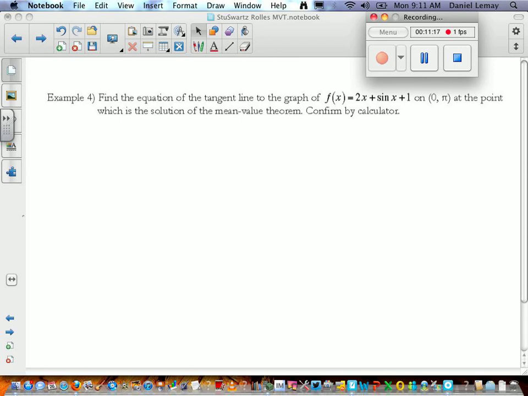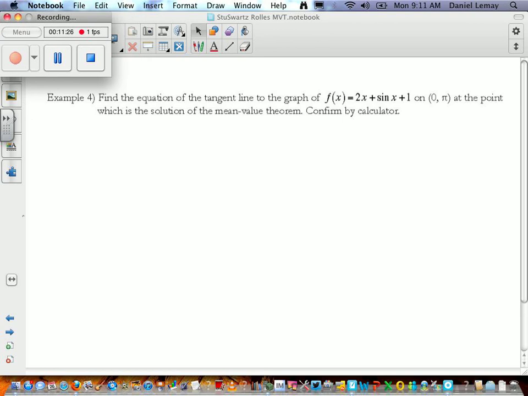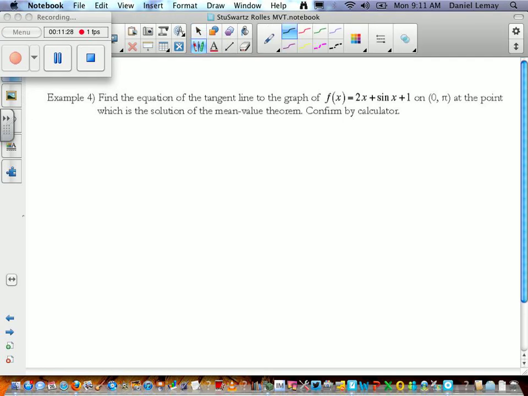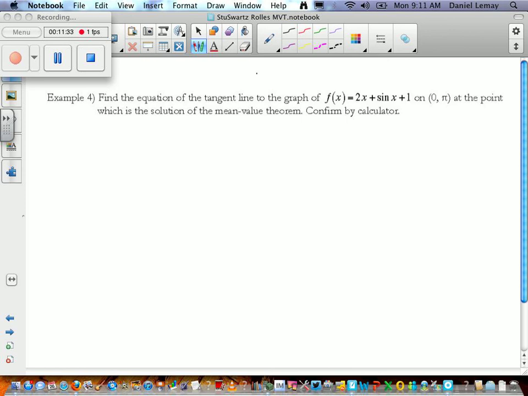So we know we're going to use the mean value theorem, right? Which tells me the slope of the secant line is the same as the derivative at that point. So let's find what f of pi is. That's going to be my f of b. So 2 times pi plus sine of pi plus 1. Well, sine of pi is 0. That's going to be 2 pi plus 1.